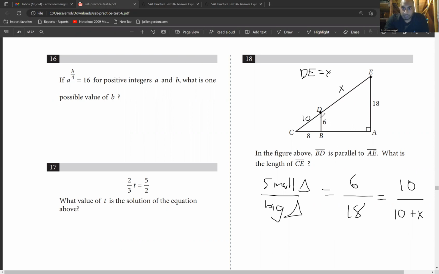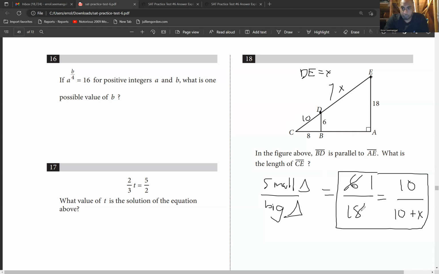Small triangle is 6 over big triangle is 18. Small triangle, which is 10, over 10 plus x. Yes. Okay, now we're going to solve this for x. Once we solve this for x, just say it was 7, right? Then CE would be those two added together, 17. Okay, so let's solve that for x right there. What's that solve for x right there?